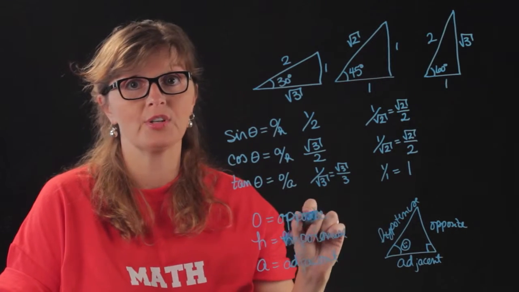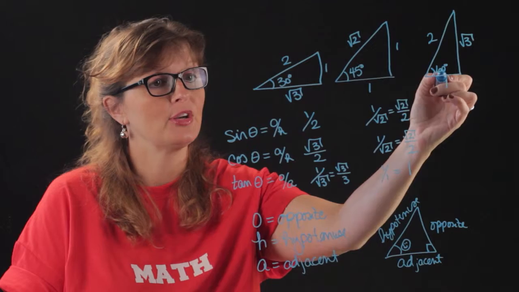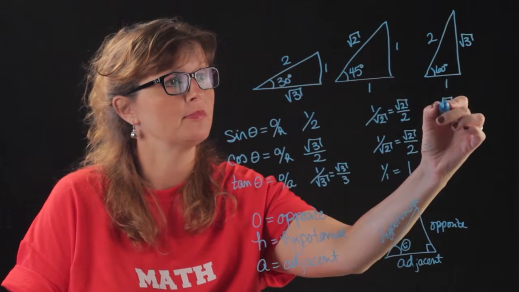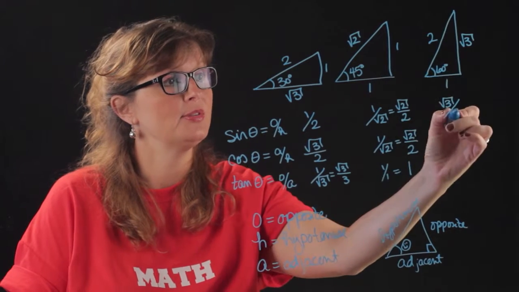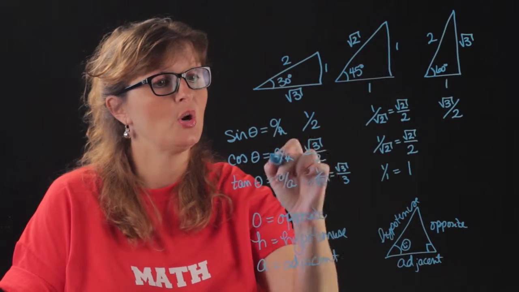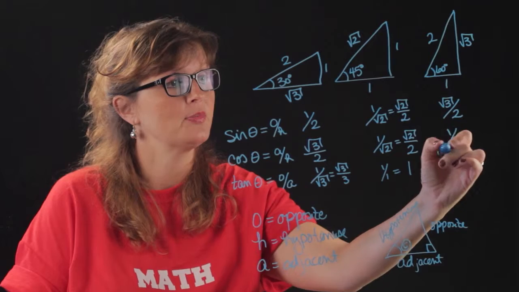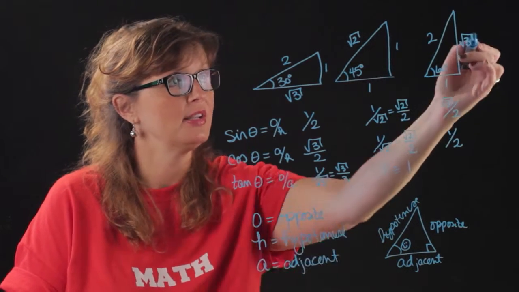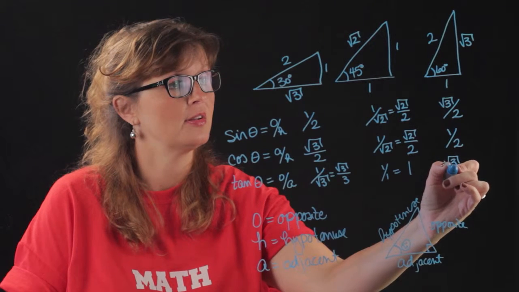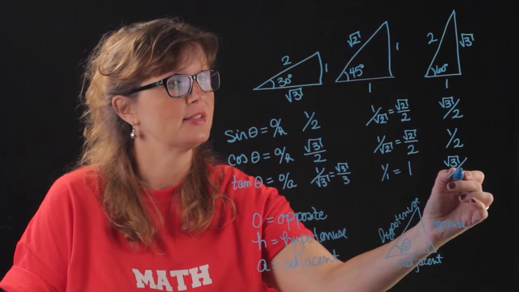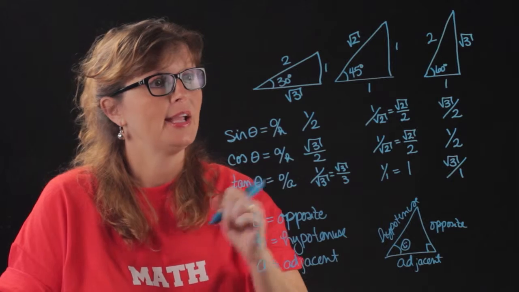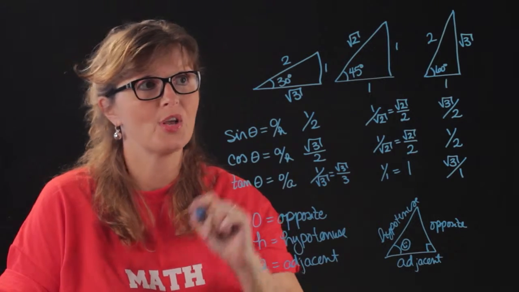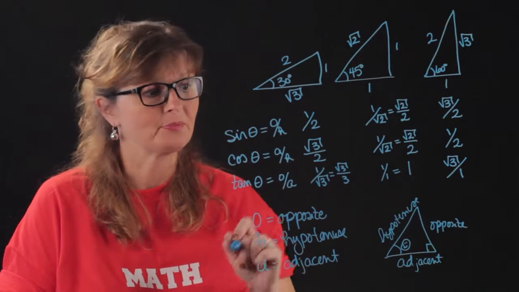One more reference angle to go. The 60-degree angle. The sine of 60 degrees is the opposite over the hypotenuse. The cosine is the adjacent over the hypotenuse. And the tangent is the opposite over the adjacent. And there I have all of my trigonometric values for my reference angles.